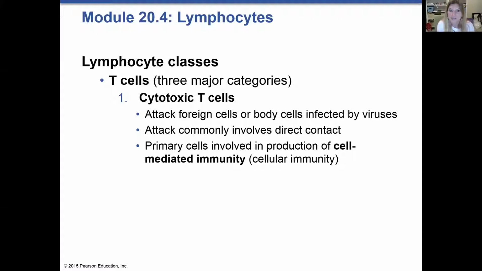They're commonly involved in direct contact with other cells. So they're not attacking by sending a chemical out there. These guys are actually out there fighting. So cell-to-cell combat. These are the primary cells that are involved in what we call cellular immunity, or cell-mediated immunity. So this is one cell recognizing another cell as a foreign body, as an antigen, and attacking that specific cell right then and there.